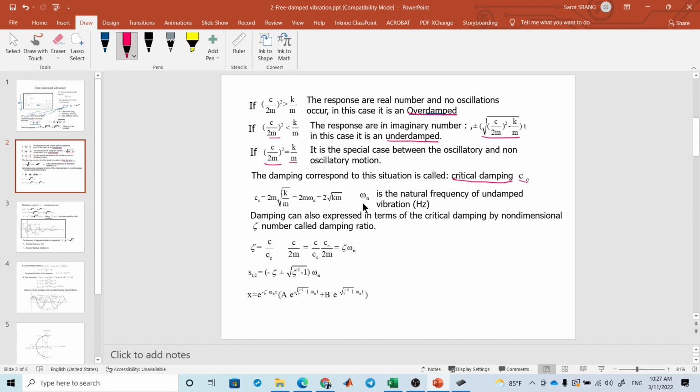And omega n is called the natural frequency. For an undamped system, meaning C is 0, you have only the spring and the mass. Then the oscillation continues forever, and the frequency of the oscillation is called the natural frequency, denoted by omega n here.